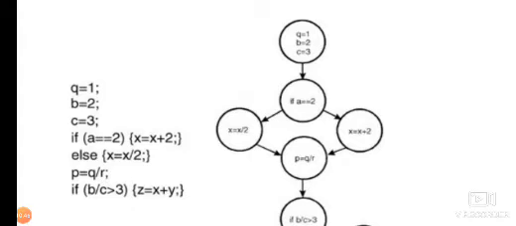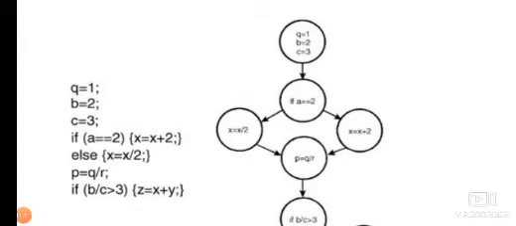Then we have if A is equal to 2, x is equal to x plus 2. So that is a condition. You have one bubble with one arrow towards the bubble and two arrows from the bubble, two alternatives, and we have an else part also. If it is true, we do x is equal to x plus 2. If the condition is false, we do x is equal to x by 2. So that is written in the two parts.